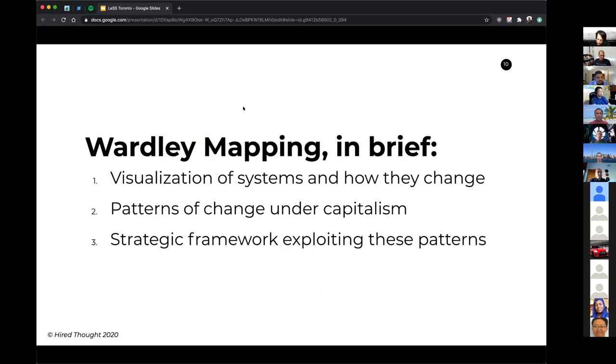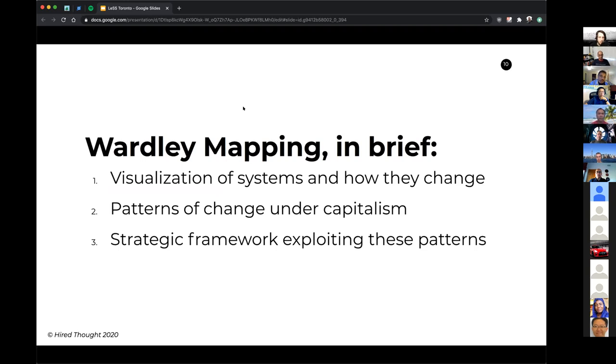So in brief, Wardley mapping is three basic things. It's a visualization system. How do we think about systems visually? And also how those systems change. How do we visualize that change? It's also a body of research that Simon Wardley conducted about capitalism, in particular, how things change, their characteristics, how they change over time as they're subjected to the pressures of supply and demand competition.